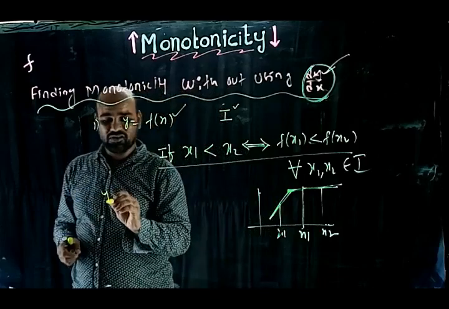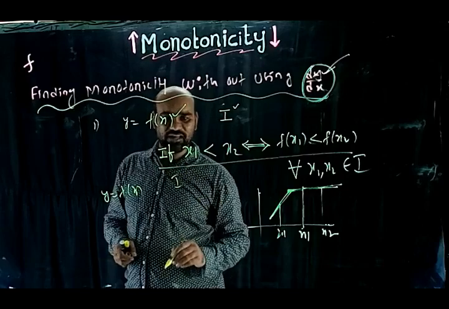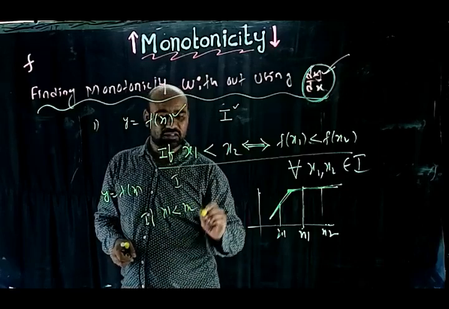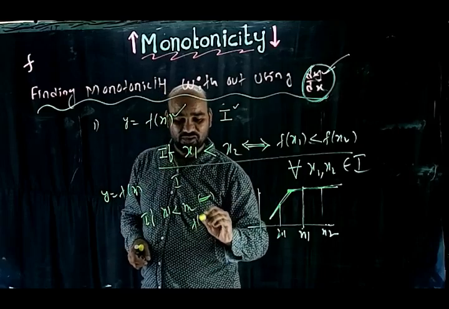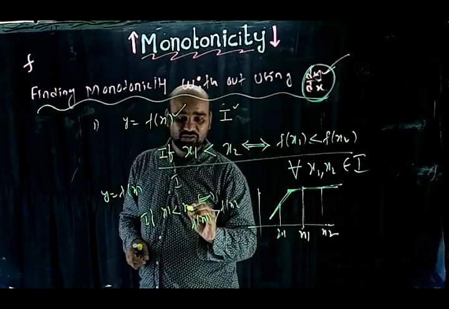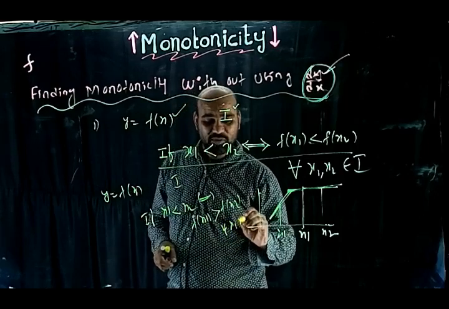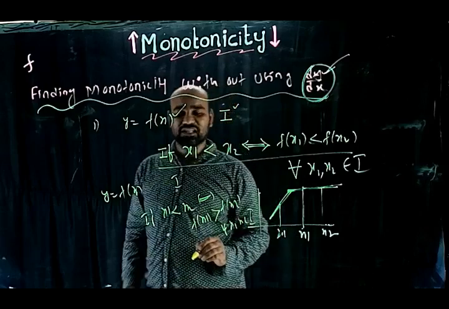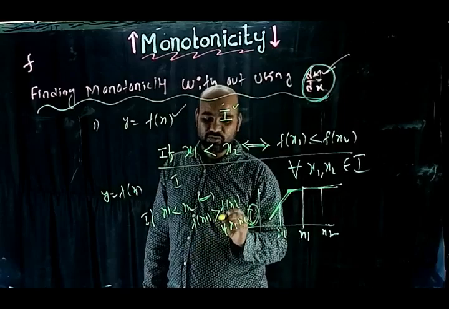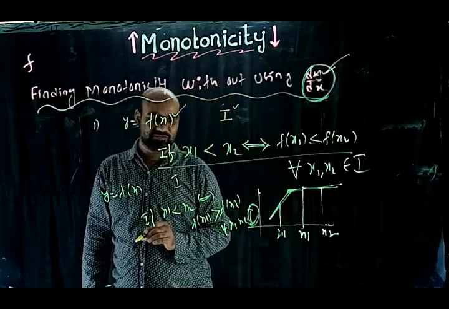Similarly, if y = f(x) is a function and we want to check its monotonicity in the interval I: if x1 < x2 implies f(x1) > f(x2) for every x1, x2 belonging to I, then you can say that the function is strictly decreasing in the interval I. Somewhere if you get equality, you can say that the function is decreasing in that interval.